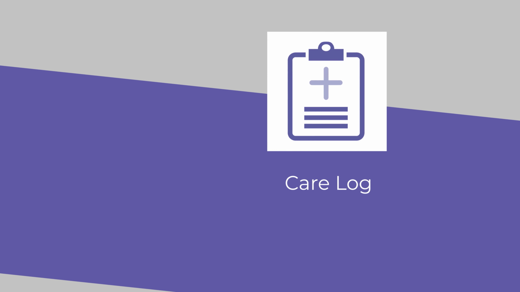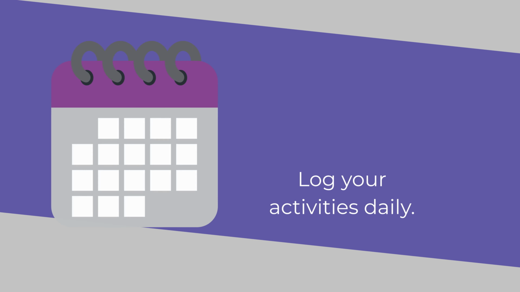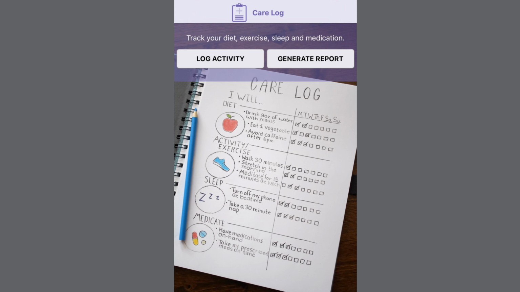Next, we will go to the Care Log section of the app. Here, you can track your self-care activities. We would recommend logging these daily. Calendar. Care Log screen on the app with an image of a journal with what self-care activities were logged and when with the buttons Log Activity and Generate Report.